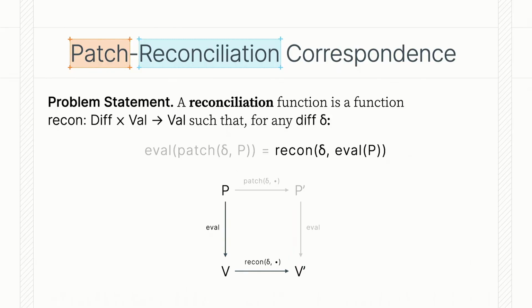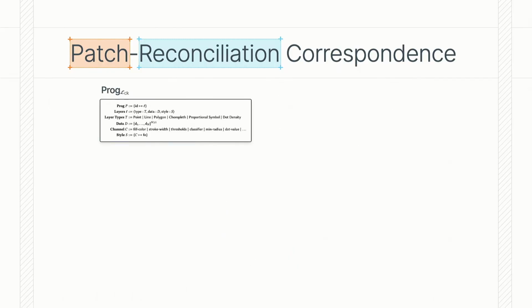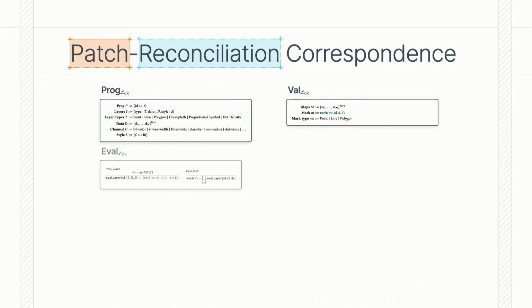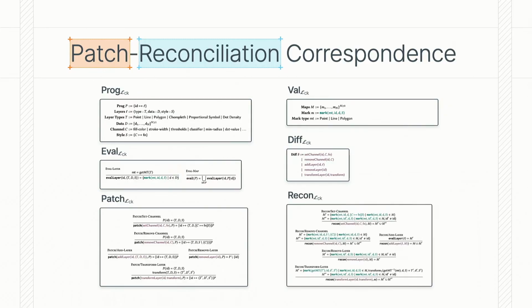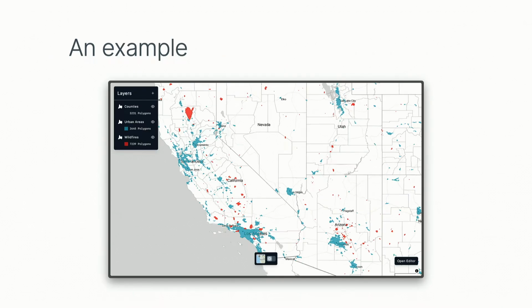So we actually instantiated this full framework in CartoKit, defining a notion of programs, output values, our semantics, our set of diffs, and then our implementations of the patch and recon functions. There's a lot of Greek up on this slide, so I think this is best understood through a concrete example. So here's a map that a user could make in CartoKit. This map consists of 3 layers, one for US counties, one for US urban areas, and one that shows the perimeters of wildland fires in the US over the past year.